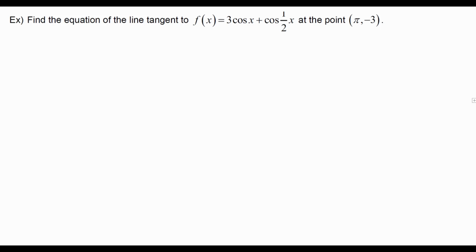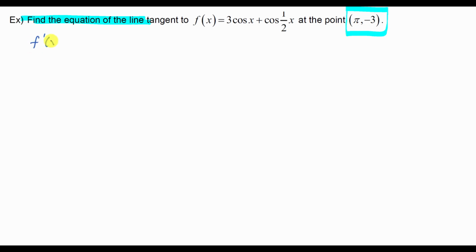Find the equation of the line tangent to f of x equals 3 cosine x plus cosine of 1/2 x at the point (pi, negative 3). Here, it does say to find the equation of a line. So I'm going to find the equation of a line, and since it didn't say what form to give, I'm going to just leave the point-slope form. And here is my point, (pi, negative 3). So all I need is the slope at x equal to pi. So to find the slope m at x equal to pi, I need f prime of x.